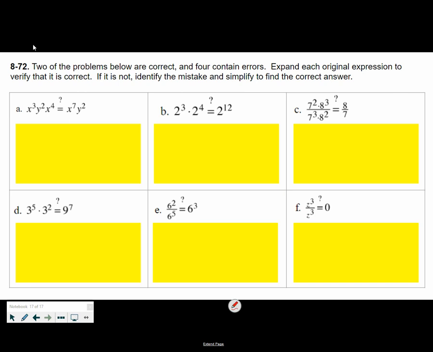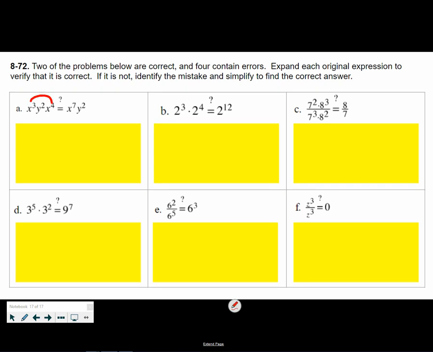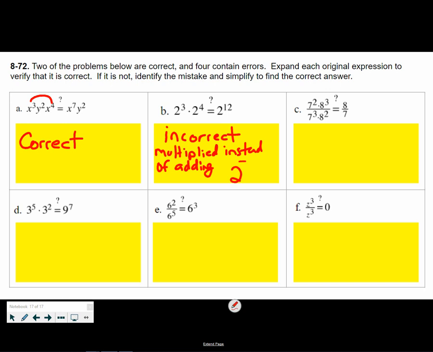For this first one, I would do x to the third times x to the fourth, which is x to the seventh, and y squared. So this one is correct. For b, I would do 2 to the third times 2 to the fourth, which is 2 to the seventh. So this one's incorrect. They multiplied instead of adding. The correct answer is 2 to the seventh.